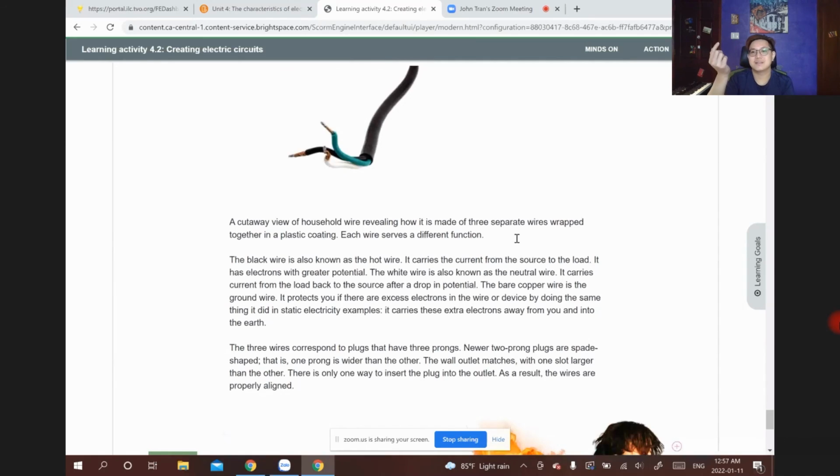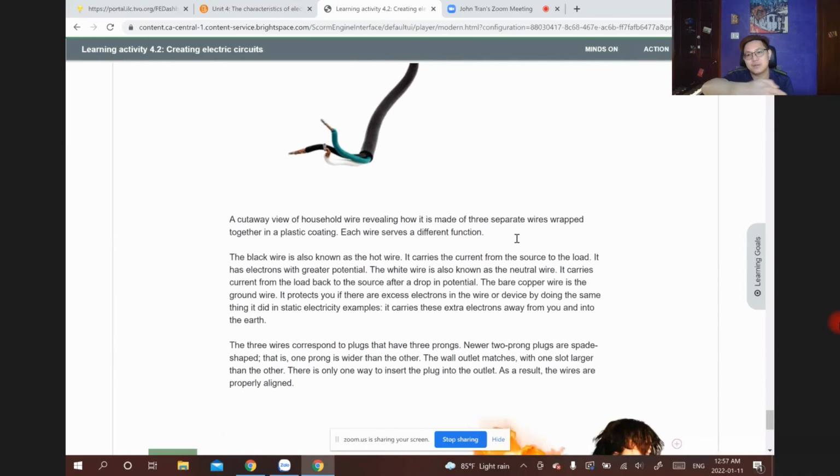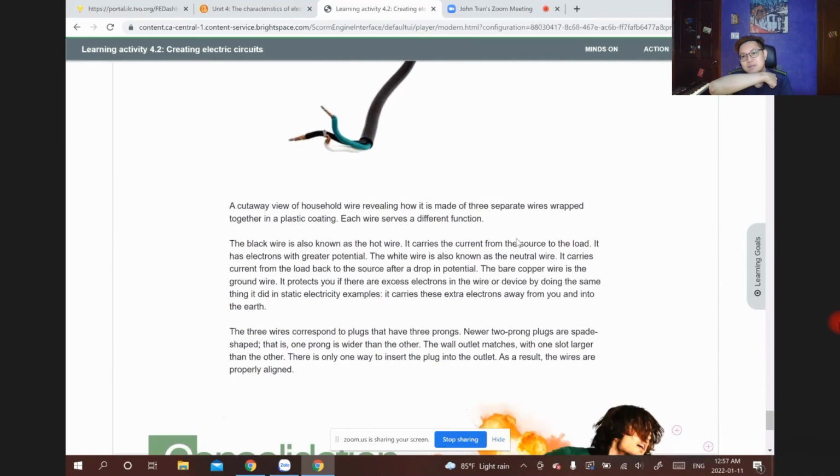So basically, one carries the current from the source to your device. That is the black one, the hot wire. But then, of course, to close the circuit, you must have a way to lead the current back into the source. So you need the white wire to lead the current back to the source. That's the white wire.